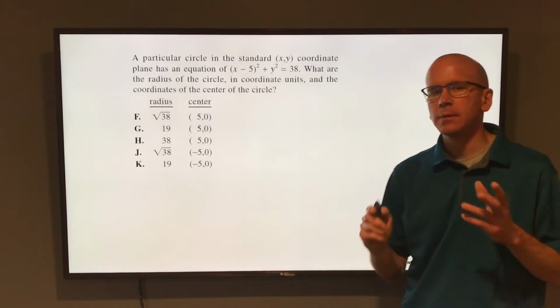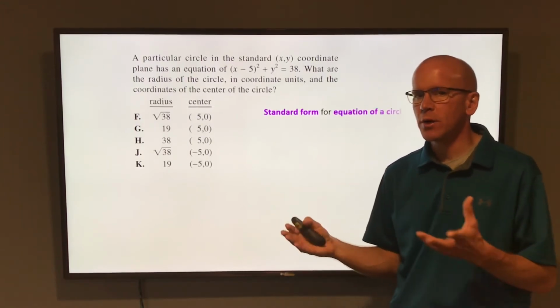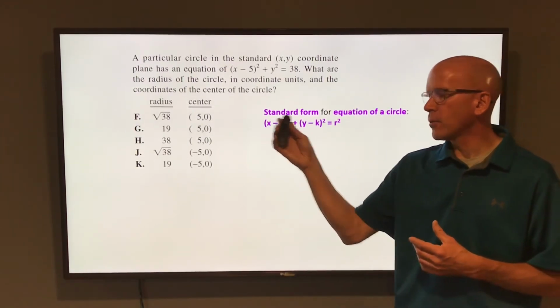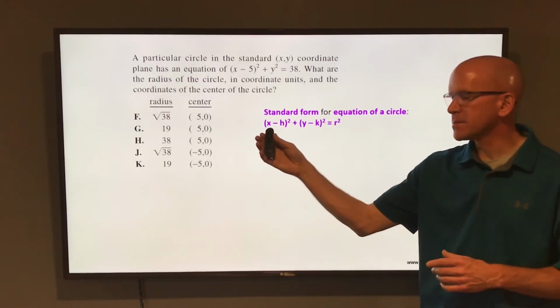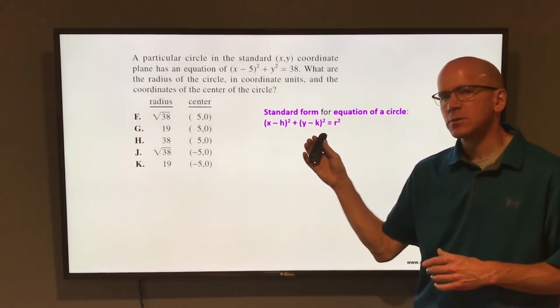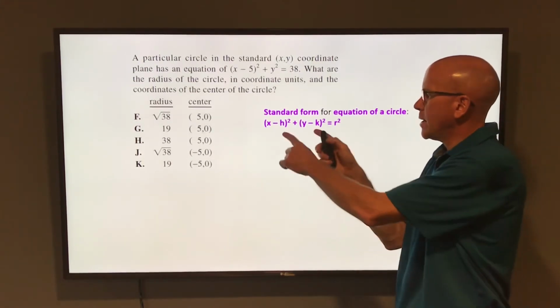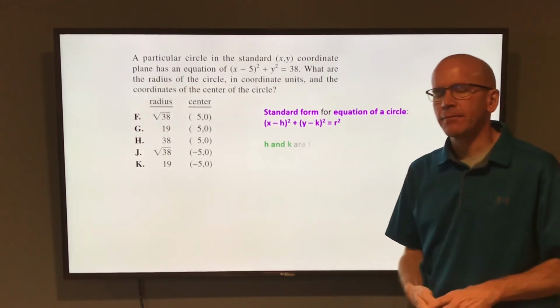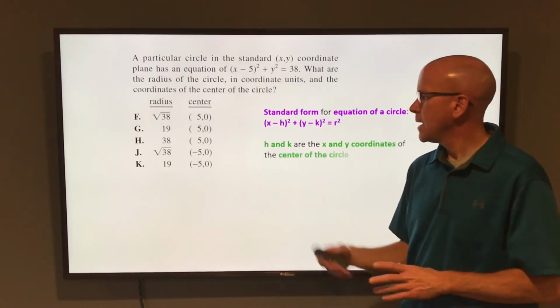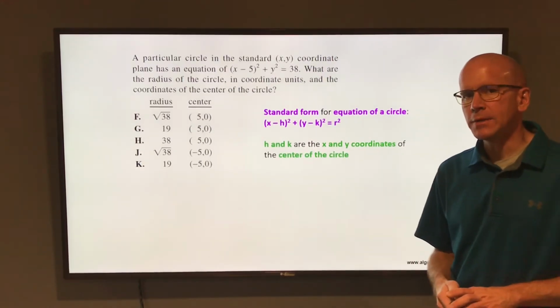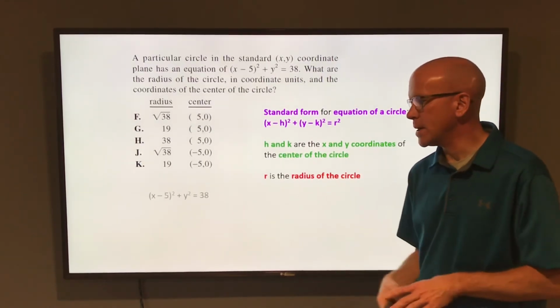Well, one thing you do need to be aware of is the equation of a circle. Standard form for the equation of a circle is the quantity x minus h squared plus y minus k squared equals r squared. Now, what do all those things mean? Well, h and k, those are the coordinates for the center of a circle. And then r would be the radius. Not r squared, but r is the radius.